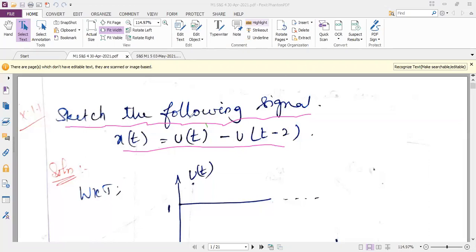So now the first step is I should draw u of t, then I should draw u of t minus 2, then I should find minus of u of t minus 2. See, performing subtraction operation is difficult and is not preferable in signals and systems. So what I can do is I can draw the signal u of t, then I can add with minus of u of t minus 2. Always perform the addition operation. Okay. So now you know how to represent the signal u of t.